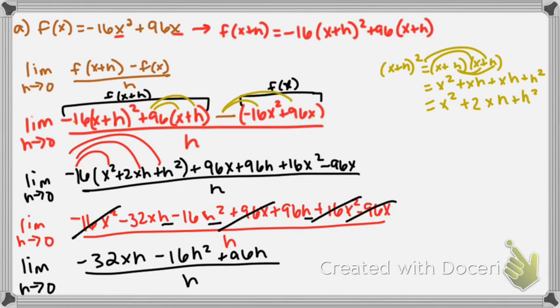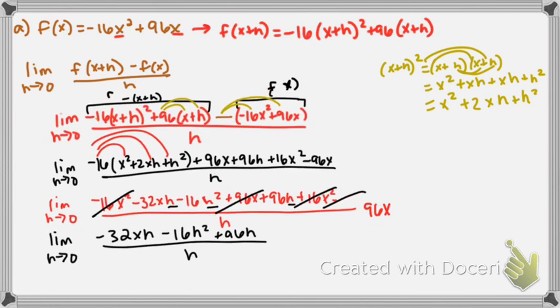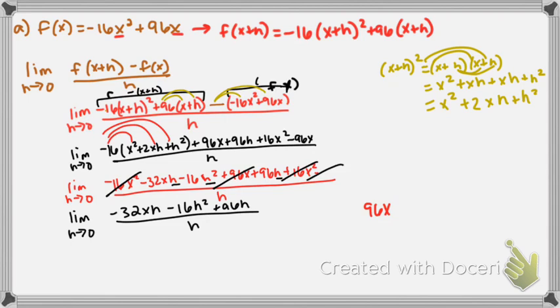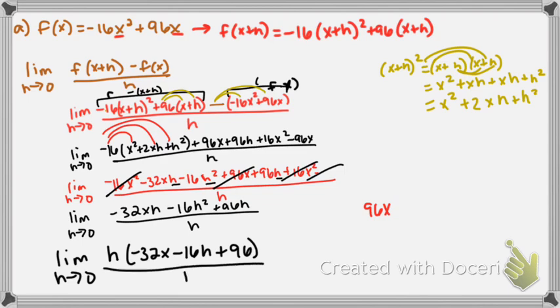Okay, so now I can sub in h equals 0, but we already said everything has an h in it, so I know that the top's going to be 0. So what I'm going to do now is factor out an h in the top. So let me go ahead and try that. Limit as h approaches 0 of h times negative 32x minus 16h plus 96. And now you can see, since I factored out the h, these are going to cancel.